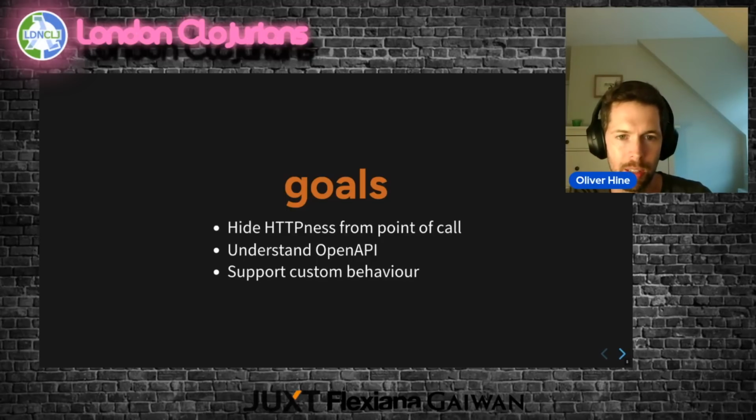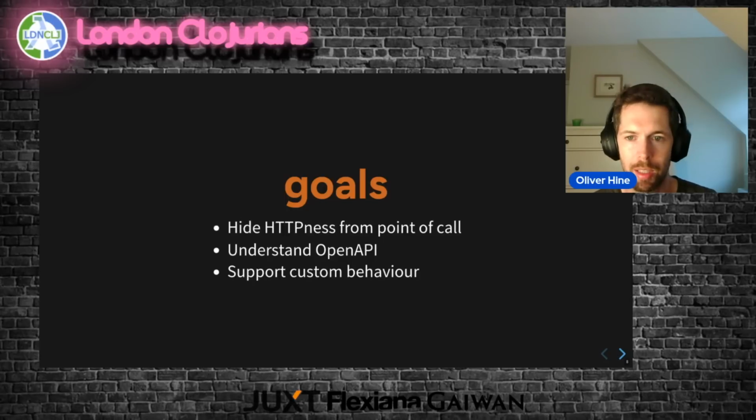And I wanted it to understand OpenAPI because that was the best example at the time of describing what an API could do. And it should work well out of the box, but I wanted it to be extensible, support custom behavior. We already had many examples of systems that we talked to that had some quirk of some sort or other, like a different way of authenticating, or a weird serialization format or something like that. So we needed to be able to plug that in.